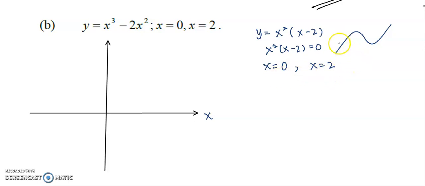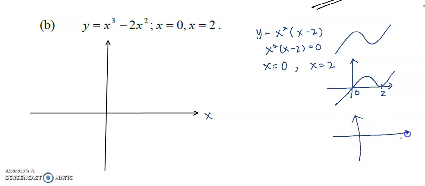So it will be either like that, or this is 2, this is 0, or it may be in this form. Or this is the shape. Both have the shape like this, but they pass through this 0 and 2 either in this way, or in this way.